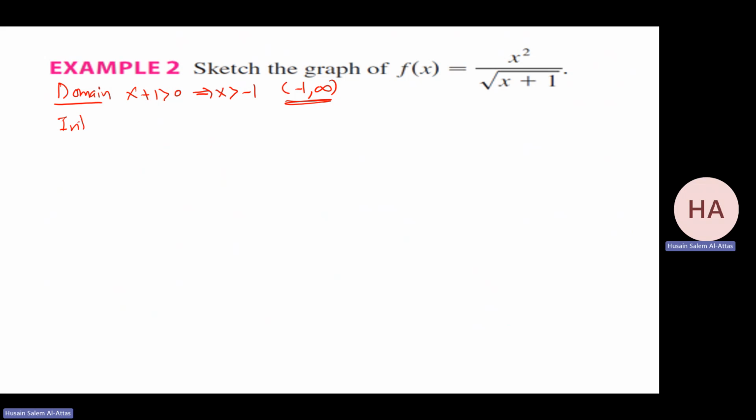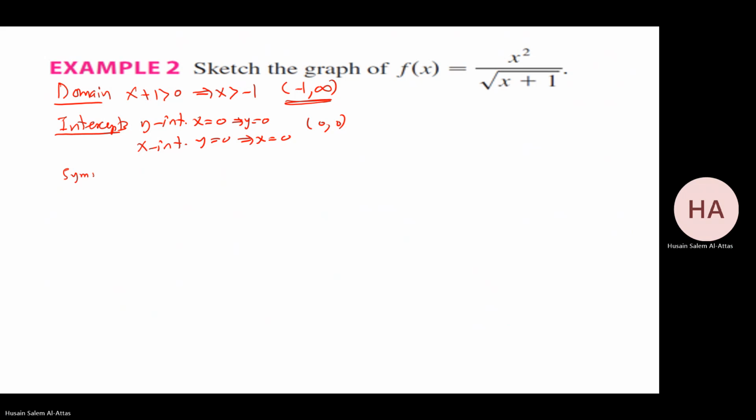Okay, intercepts. For the y-intercept, I let x equal 0. For sure, y equals 0. For the x-intercept, I have y equals 0. That gives me x equals 0. So I have 0, 0, just 0, 0. Symmetry. No symmetry. Why? Because if we put minus x, it will be x squared, but the denominator will have minus x inside the square root, where I cannot take the minus outside. So there is no symmetry.